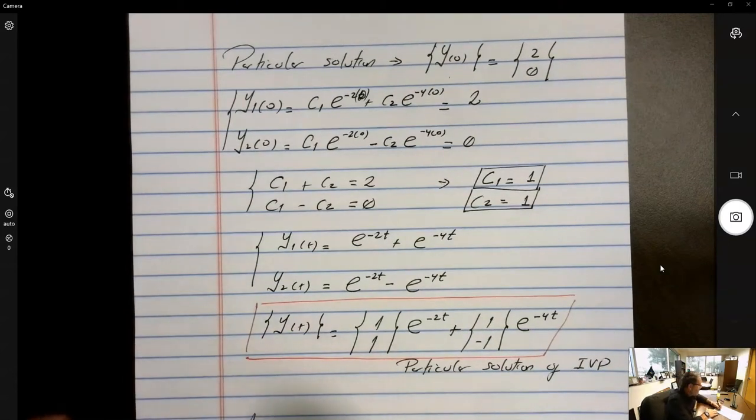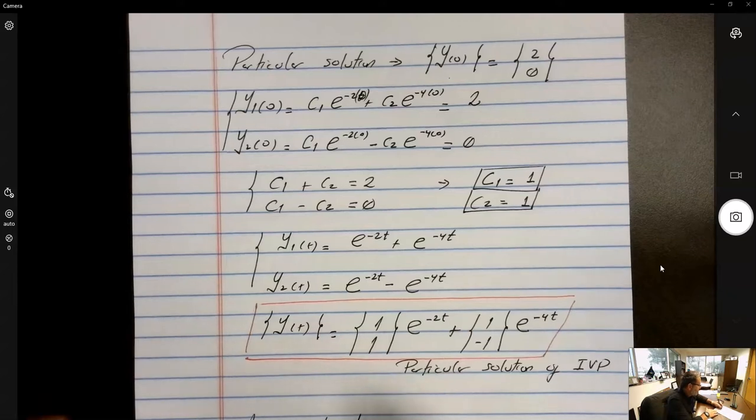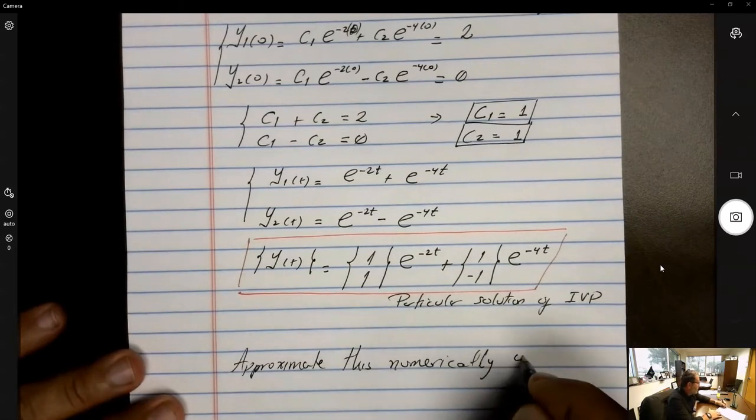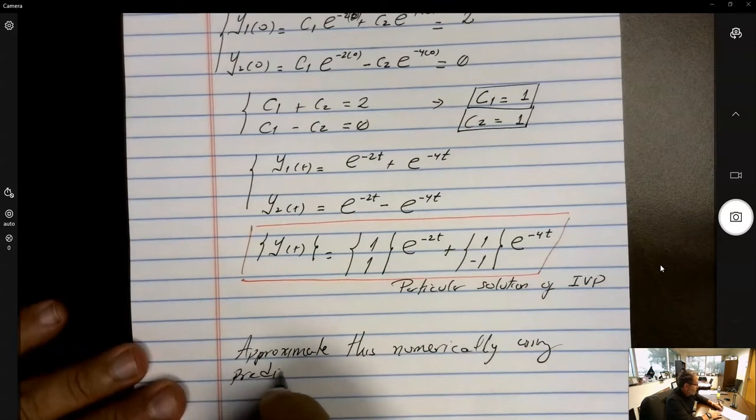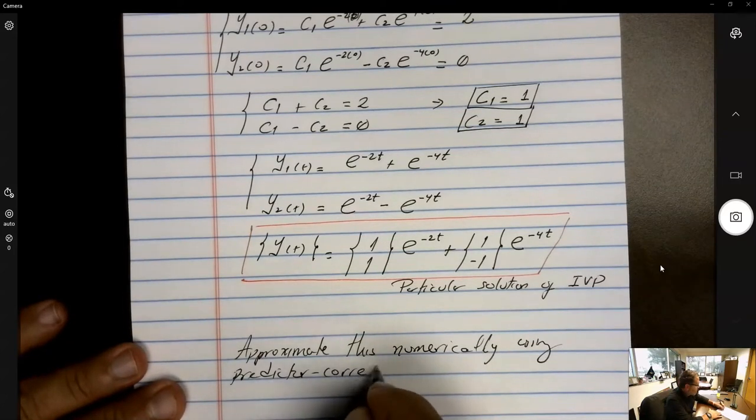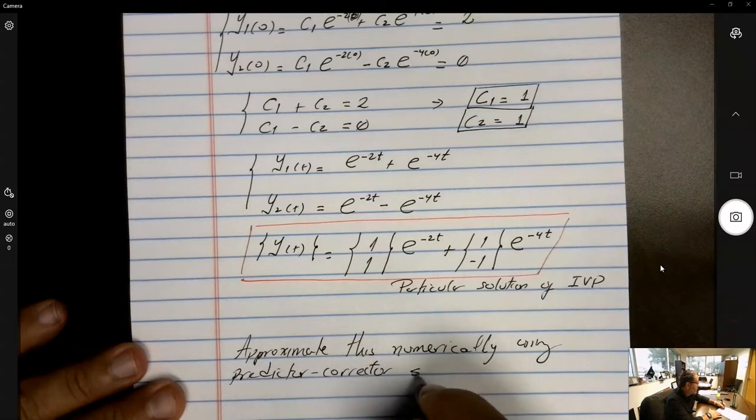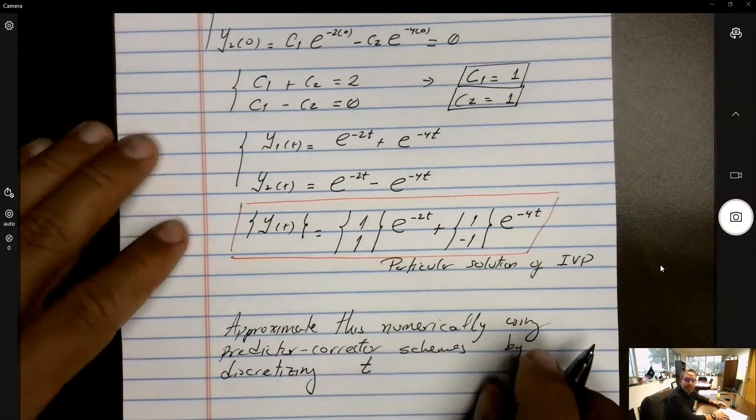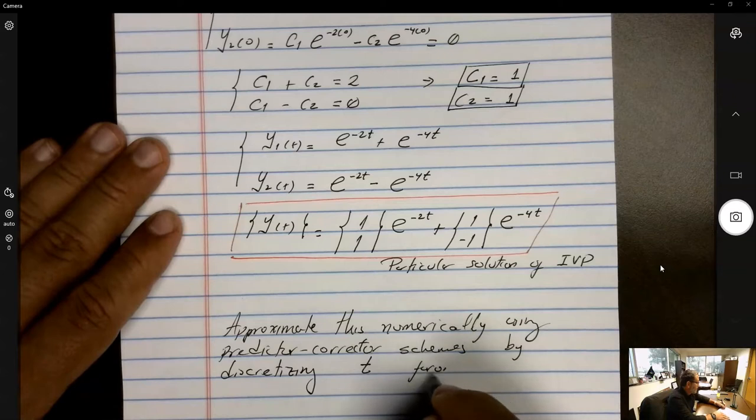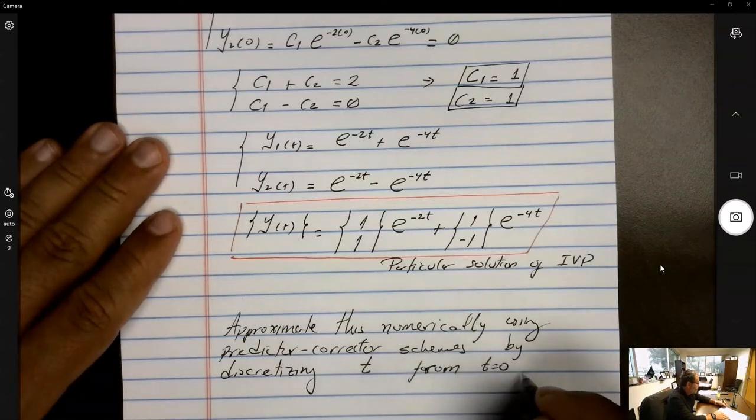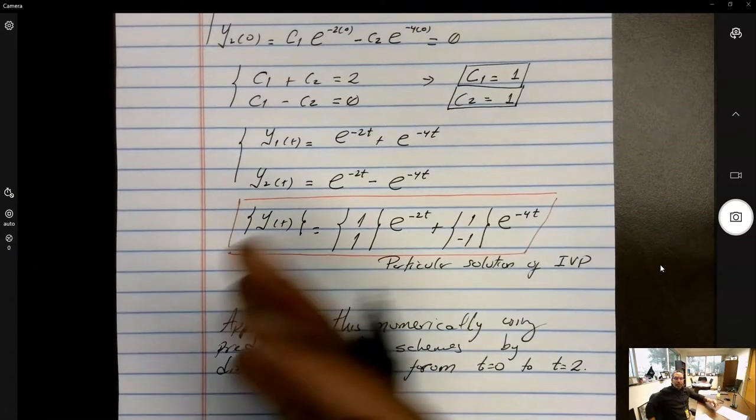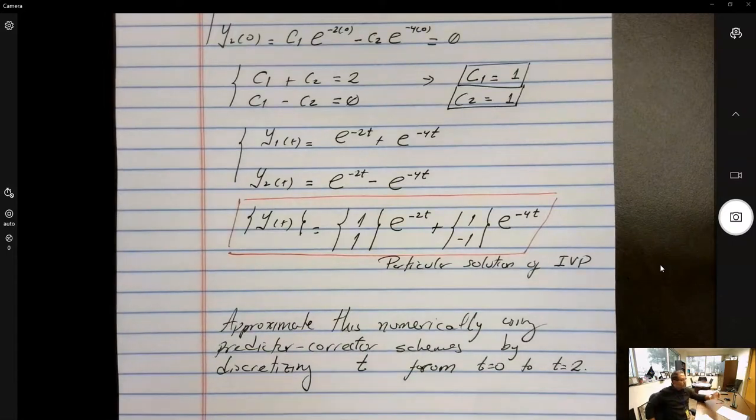Now, let's approximate this numerically using predictor-corrector schemes by discretizing time from time equals 0 to, let's say, time equal to 2 seconds or 2 days or 2 years, whatever unit of time we're working on, whatever these physically represent. So our final time is going to be equal to 2.